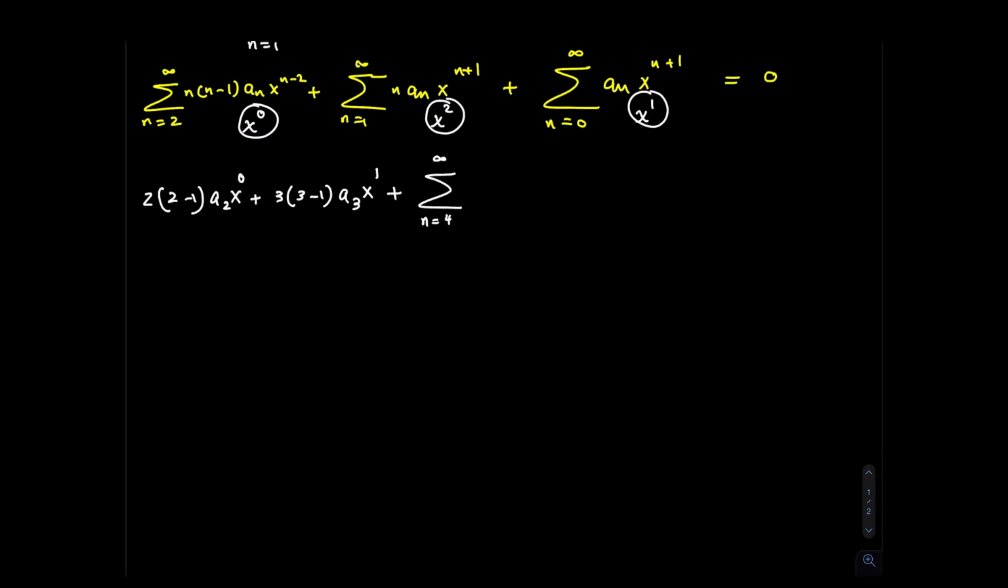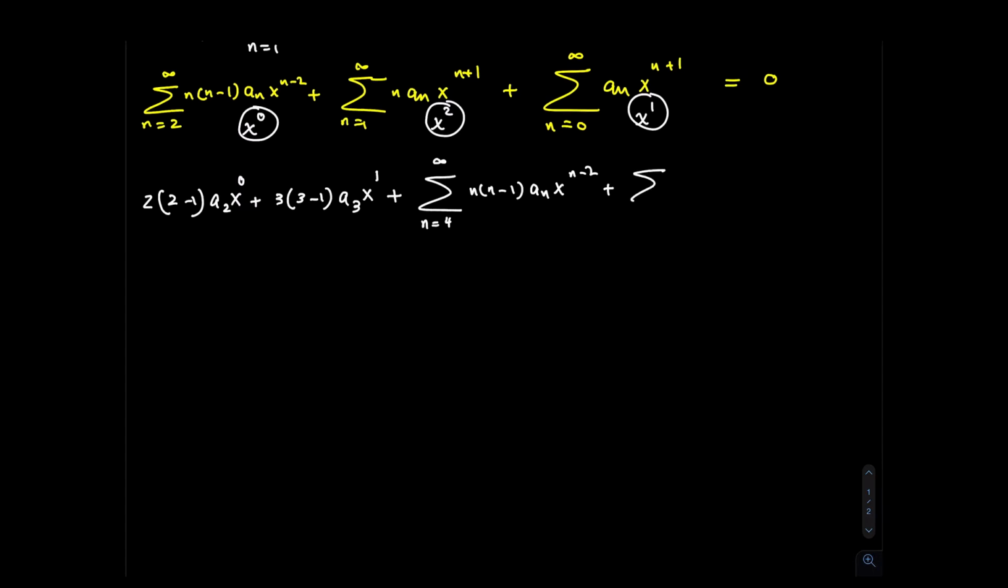Let you see that for a second. Okay, so I'm at n is equal to 4, and I write the rest of the series as is, n minus 1, an x to the n minus 2. Okay, so the second one's already at x to the power of 2, which is the highest, so that's the one I just keep without touching. So that's n equals 1 to infinity, n x to the n plus 1.